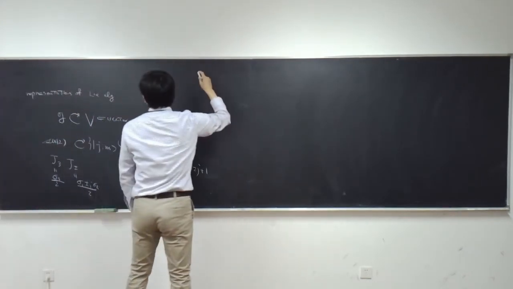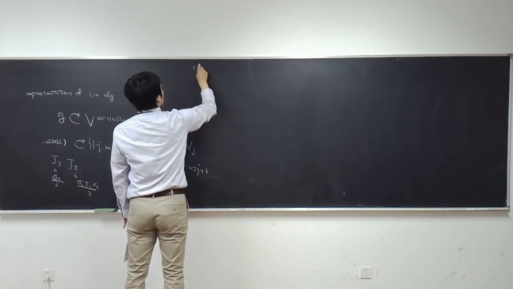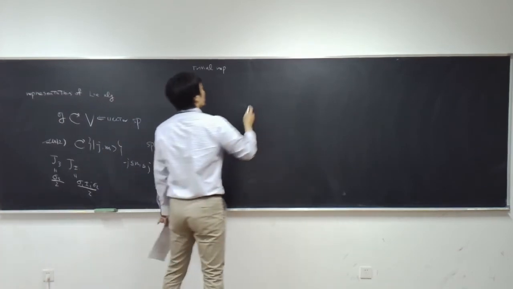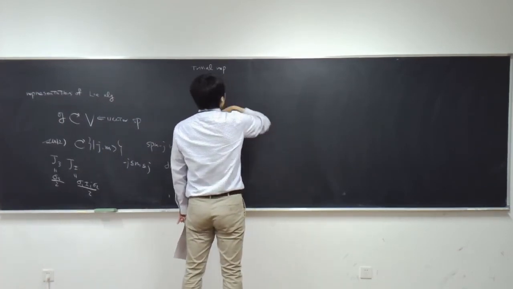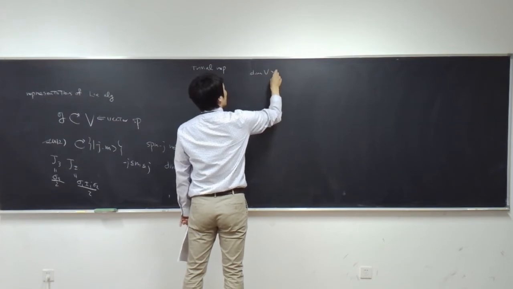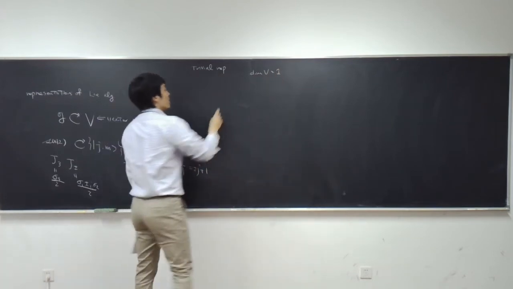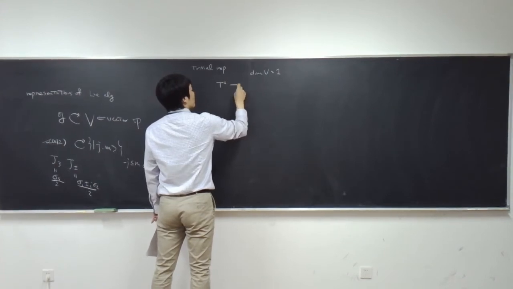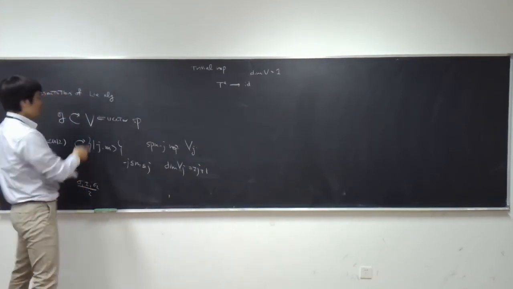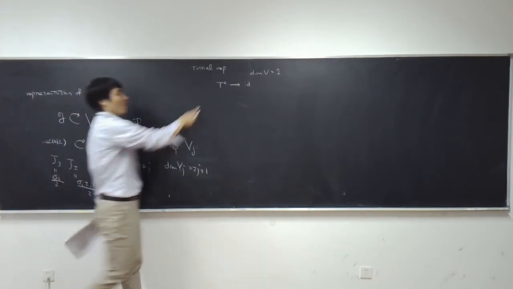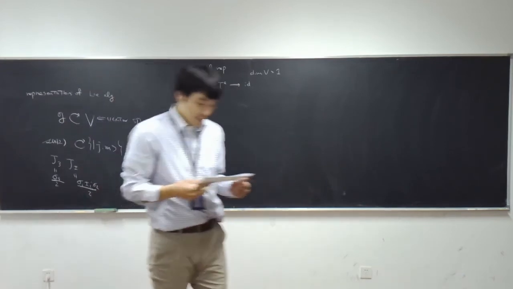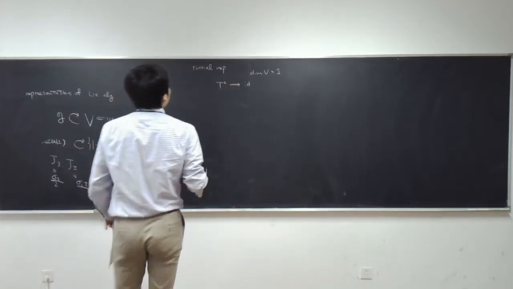So one important thing is the trivial representation. It's a very, very boring one. The dimension of V is one dimension, and all the elements T^a are mapped to the identity. So the vector space is just one dimension, and every generator T^a is mapped to the identity. So it's a very boring representation.